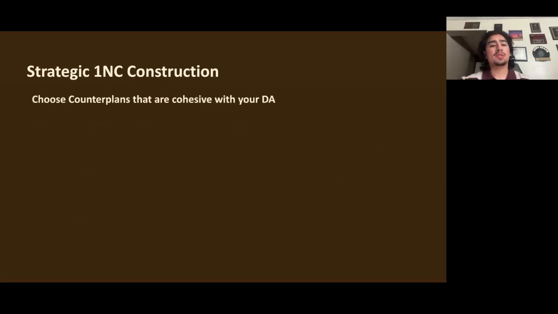Okay. Strategic 1NC construction with a disad. I would always say to choose counterplans that are cohesive with your disad. Make sure that if you're reading a disad, you are reading counterplans that either solve the disad, solve the impact of it, or at least avoid the disad.